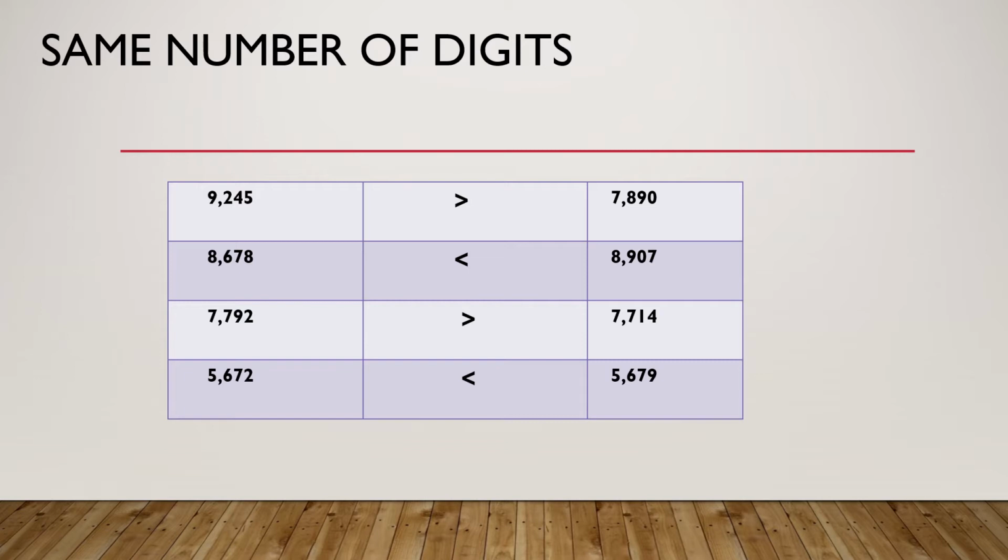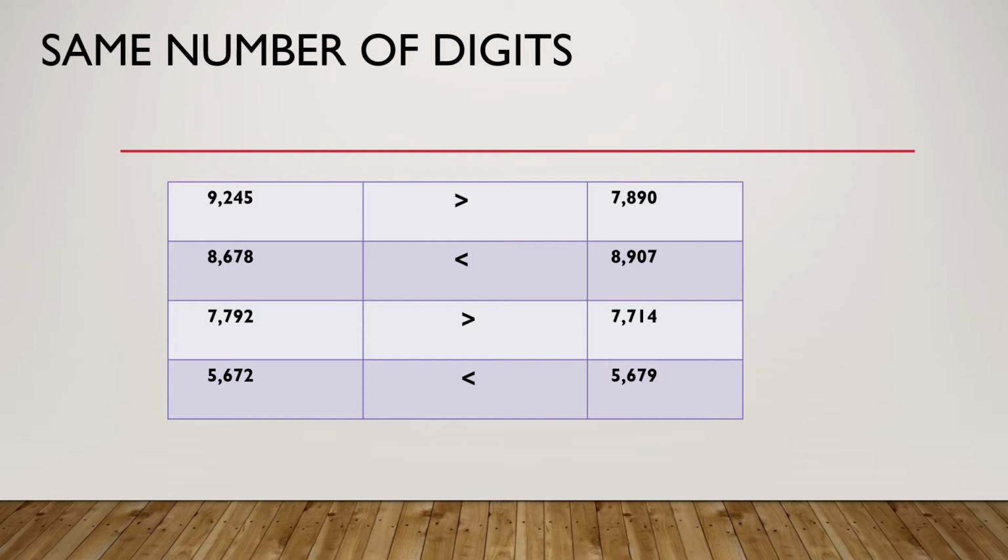Moving on, let us compare 8678 with 8907. Now, if you look very closely, you will see that the digit in the thousands place for both these numbers is the same. It is 8. So what do we do? We go on to the digit in the next place. That is, we compare the place value of the digit in the hundreds place. Now clearly 600 is less than 900.